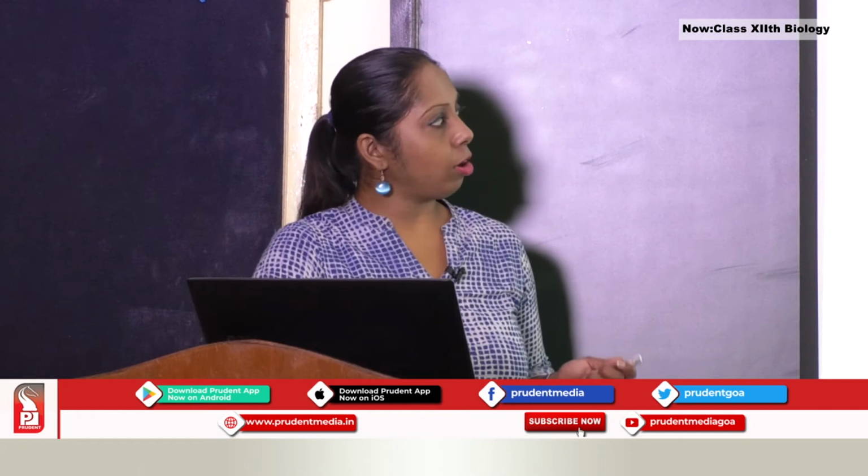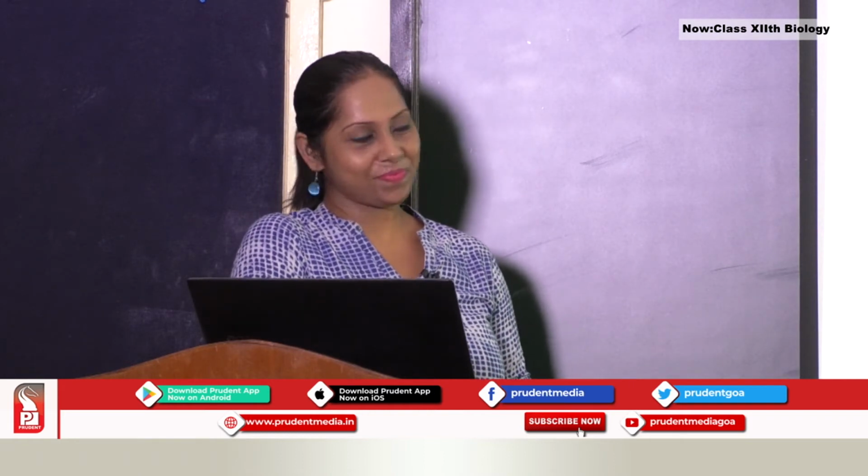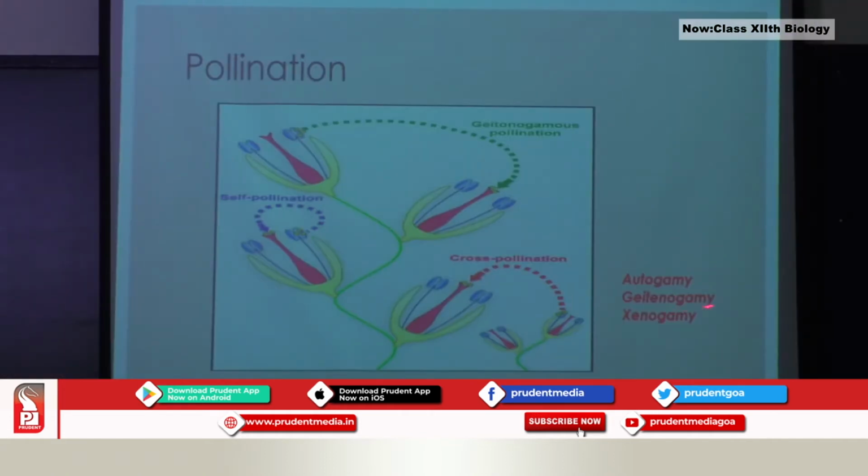Next type of pollination is geitonogamy. It is called neighbor marriage. Geitonogamy, also known as neighbor marriage. Now why is it called neighbor marriage? Look here. If you notice, this is one plant. It has 4 flowers on it, right?